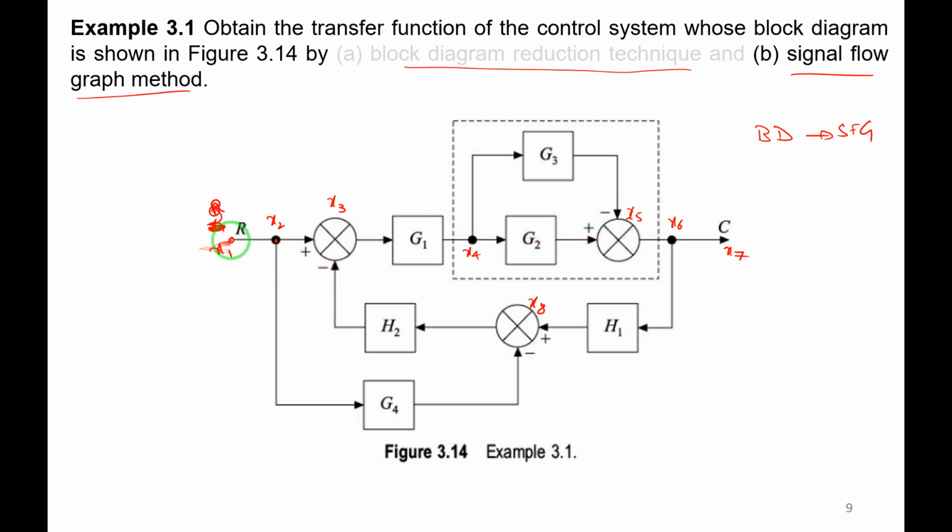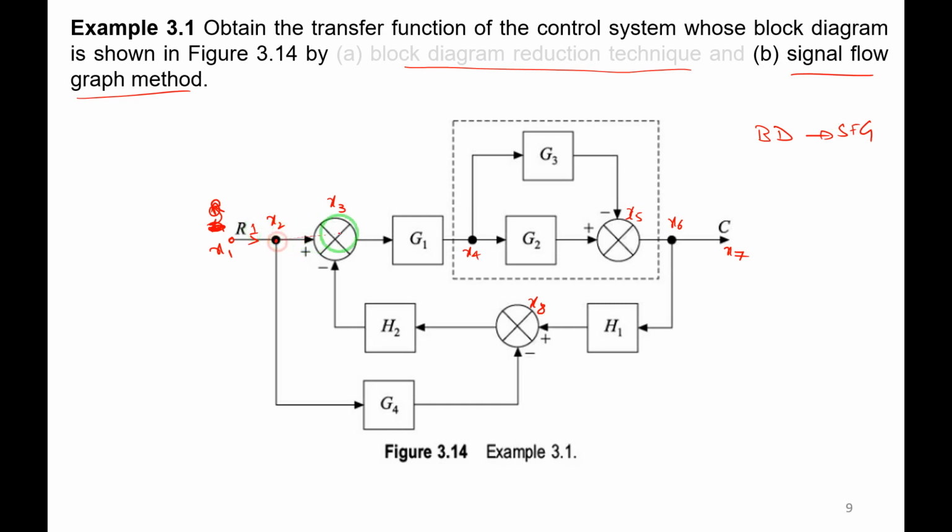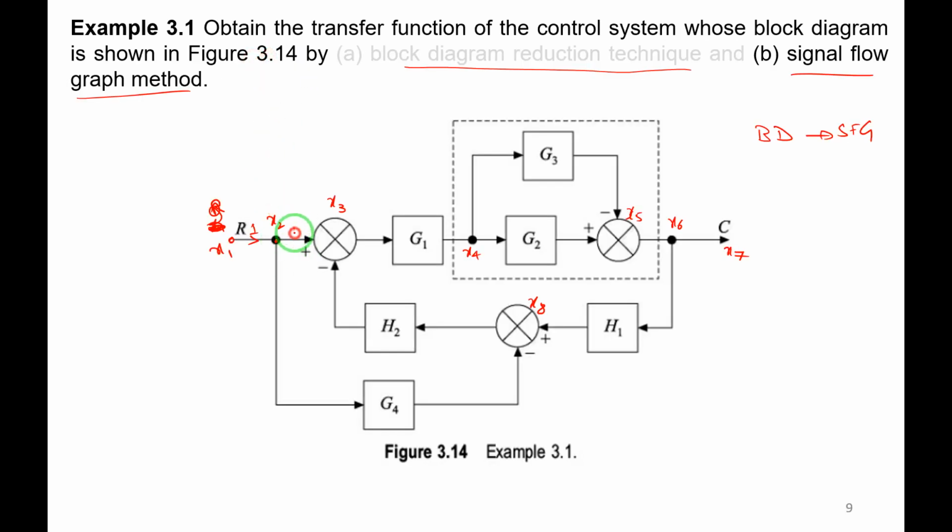So I will draw these nodes from the main forward path. First I will concentrate on X1 to X7. X1 to X2 first. Observe here, X1 to X2, the gain is unity. Nothing is there means it is 1. Then X2 to X3, once again the gain is plus 1 only, because the sign is plus and if nothing is given, gain is unity gain.